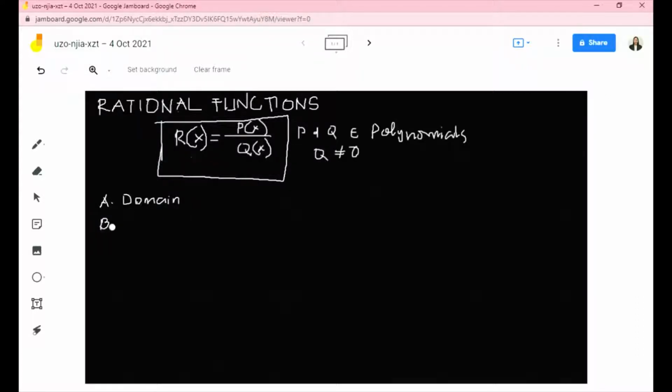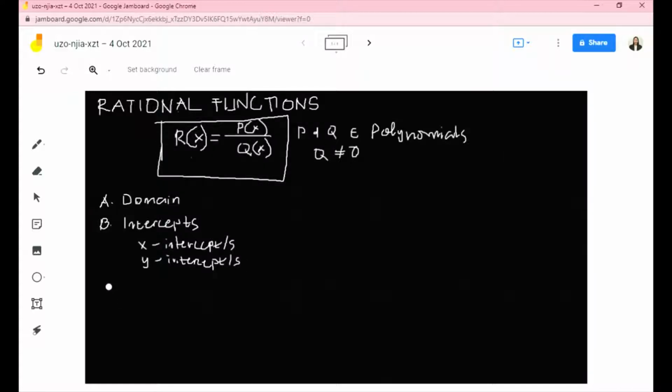Next, we have the intercepts. Let me write it here. We have the intercepts, that is the x and the y intercept. For the x-intercepts, you'll just have to let y be equal to 0. For the y-intercept, you'll have to suppose that your x is equal to 0.